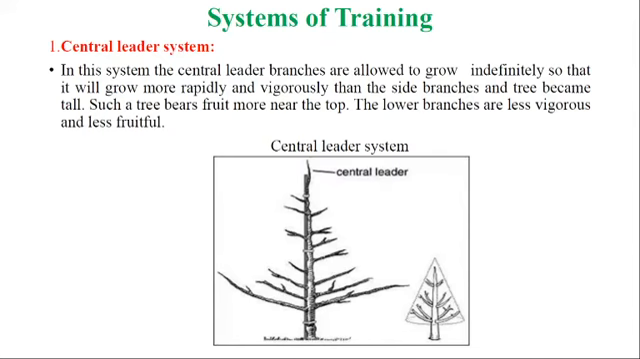In this system, the central leader is allowed to grow indefinitely, so that it grows more rapidly and vigorously than the side branches, and the tree becomes tall. Such a tree bears fruit more near the top, and the lower branches are less vigorous and less fruitful. The plants which grow high bear more side branches, and with the help of that we obtain good quality and quantity.